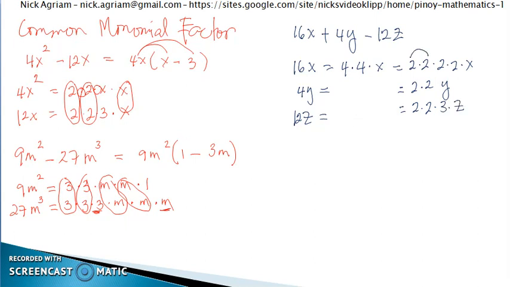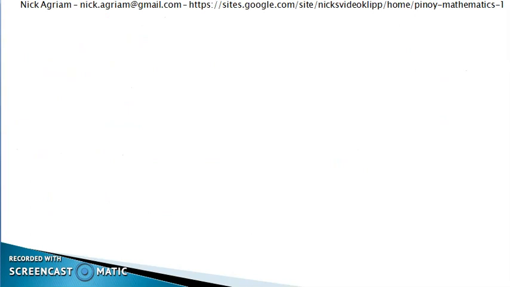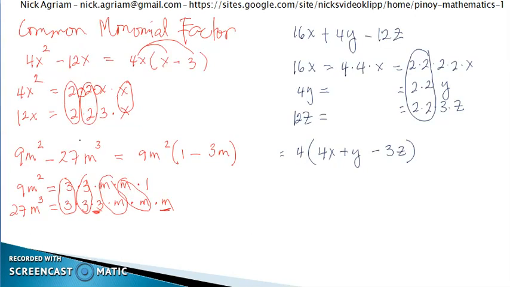And as you can see, we have 4 as a common factor, the greatest common factor. Then for the first term we have 4x, for the second term it is just y, and for the third term it is negative 3z. That's it. I hope you learned something.